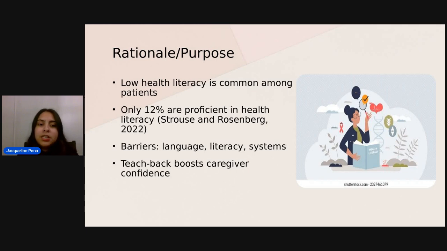In our own urology clinic, we see this reflected in the volume of post-visit phone calls. About a quarter of these calls are simply caregivers asking for clarification. By using the teach-back method, we aim to make sure caregivers fully understand how to care for their child at home, which should lead to better outcomes, fewer complications, and increased caregiver confidence.